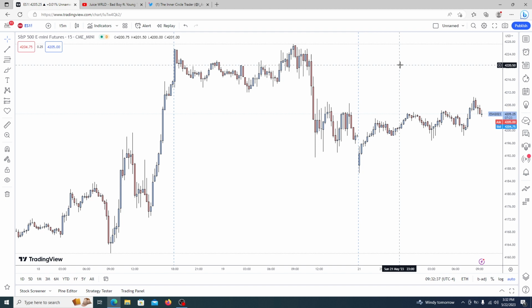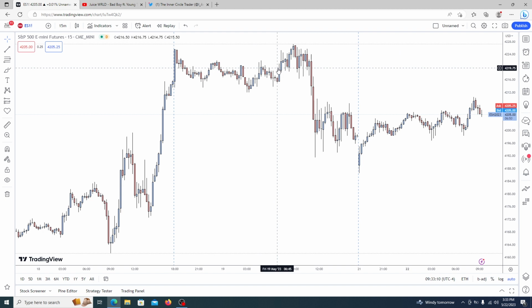So let's go ahead and dive in, looking at how you can utilize a failed OTE and take that as a retest and use that as an entry point. So first of all, we are looking at the S&P Mini, and I'm just going to be using this one in the example. We are looking at Friday 19th of May 2023's data.